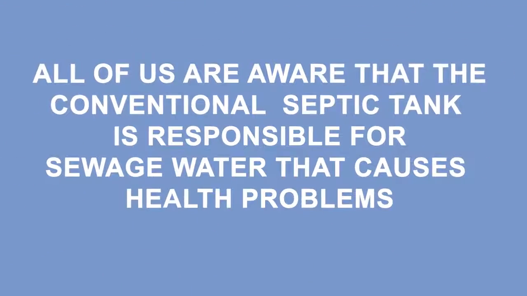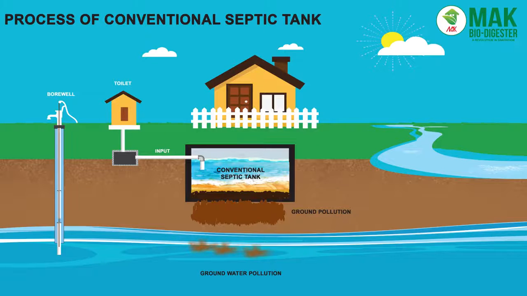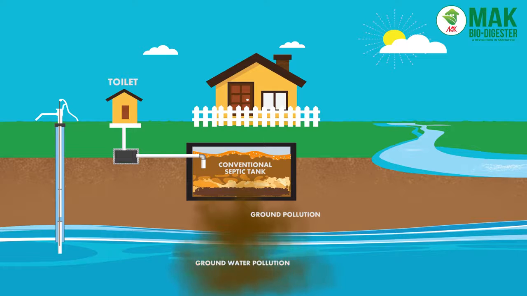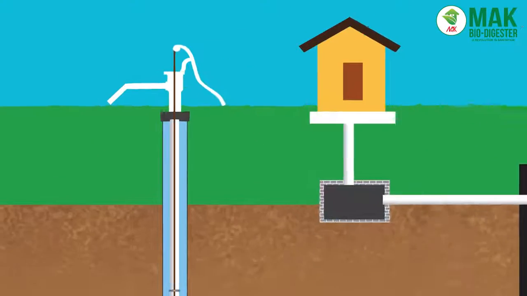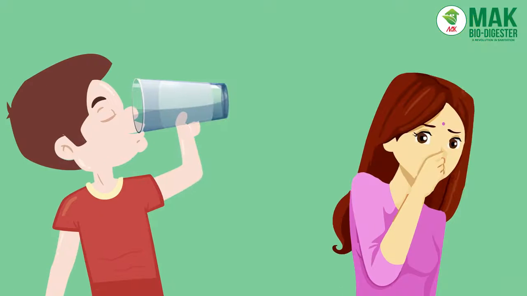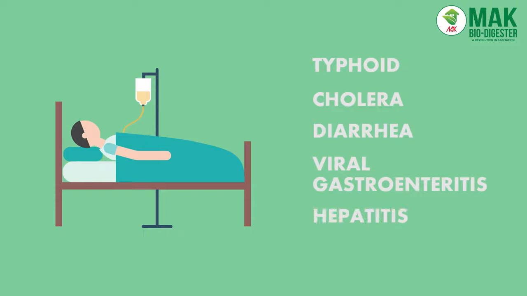All of us are aware that the conventional septic tank is responsible for sewage water that causes unhealthy living conditions and most of the health problems. As you can see here, conventional septic tank water percolates into Mother Earth, causing pollution to the groundwater. We are using only that polluted groundwater for drinking and domestic use. This causes skin rashes and deadly diseases like typhoid, cholera, diarrhea, viral gastroenteritis, hepatitis, etc.